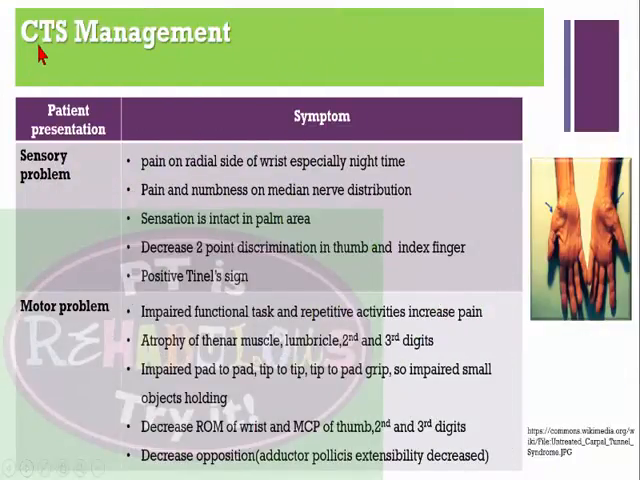First, we are going to see management for carpal tunnel syndrome. Patient presentation in carpal tunnel syndrome.